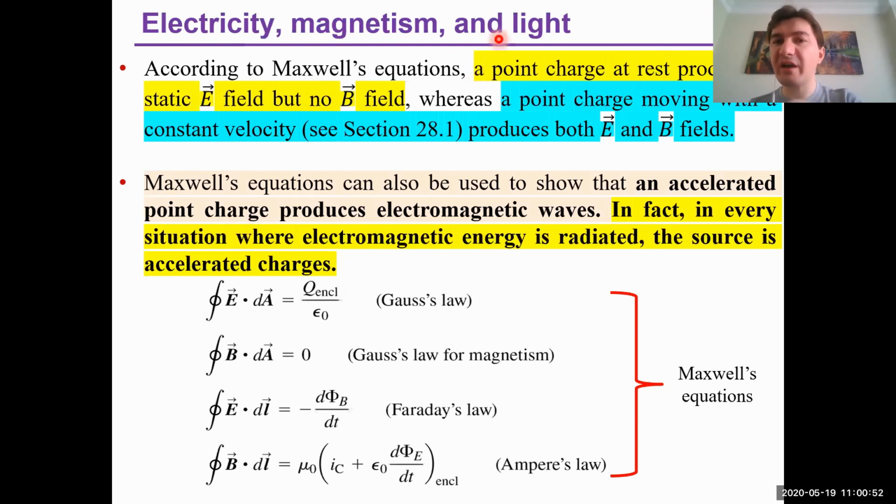Now let's talk about an accelerated point charge. Point charge at rest, point charge moving with constant velocity, and the last one, an accelerated point charge. So the velocity of the charge changes by time. If we have an accelerated point charge, we can produce electromagnetic waves. Don't forget this one. In order to produce electromagnetic waves, in order to produce light, you need accelerated charges, okay? Don't forget this one.